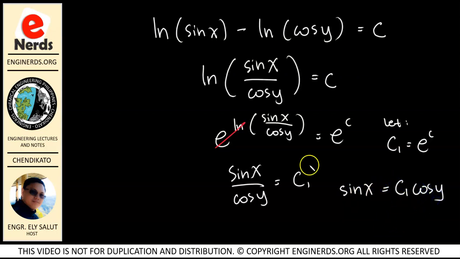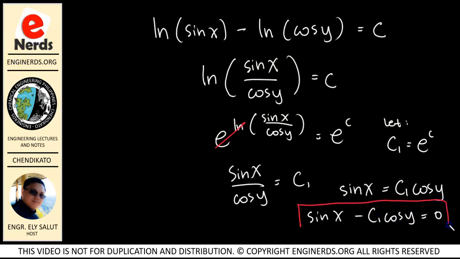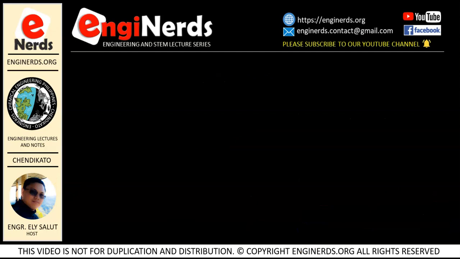Okay, so kung gusto mo pang ang maiwan sa atin is equal to 0 yung right side ng equation because some of our professor require that. So we can have sine x minus c1 cosine y is equal to 0. Okay, so basically, ito yung ating final answer for this problem. Okay? Right, so punta na tayo sa ating sixth problem.